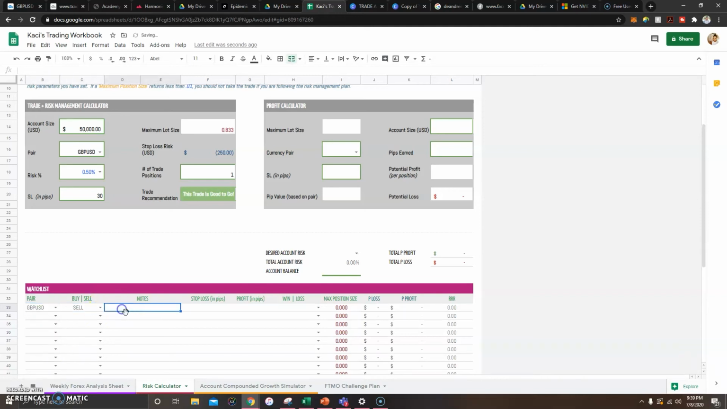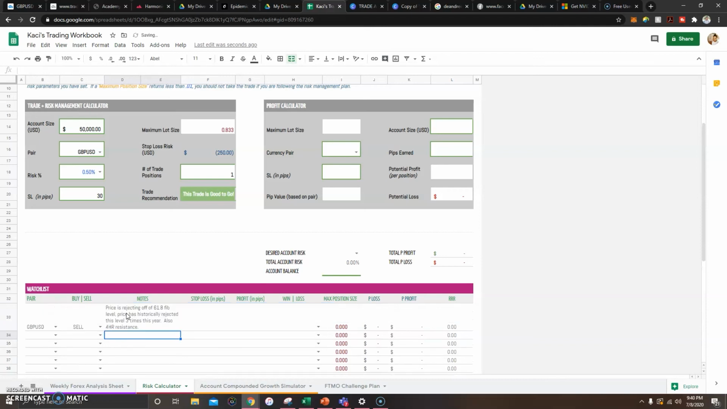This is just notes, for when you come back and check. And I would say price is rejecting off of the 61.8 fib level. Price has historically rejected this level 3 times this year. Also 4-hour resistance. And that's just to remind me, if I come back and I'm trying to figure out why did I take this trade, I'll know. And so now I'm just going to put in my account size.